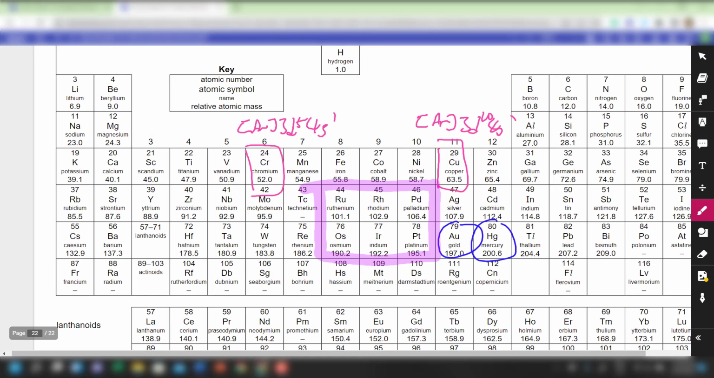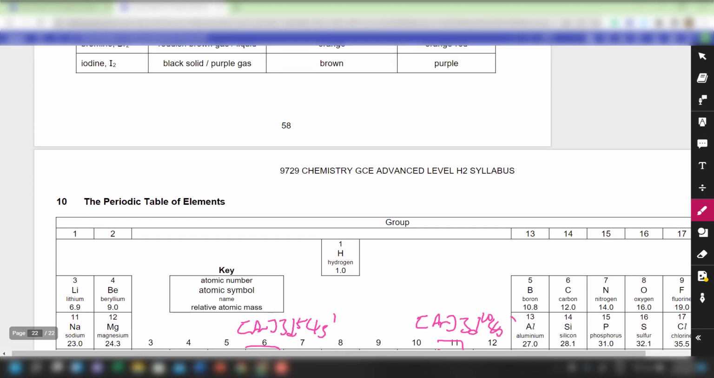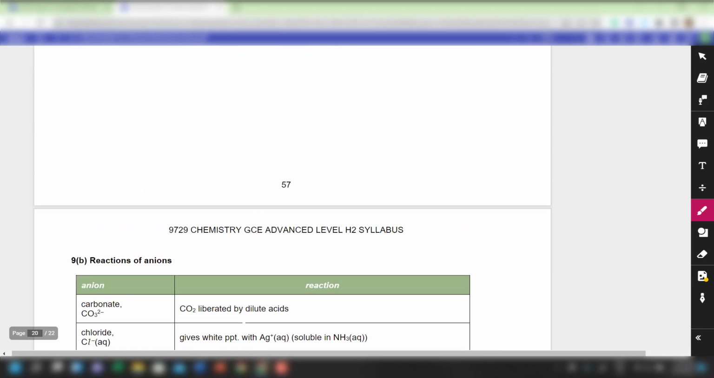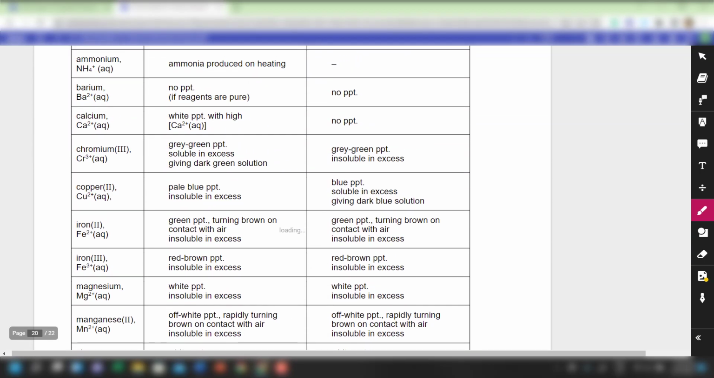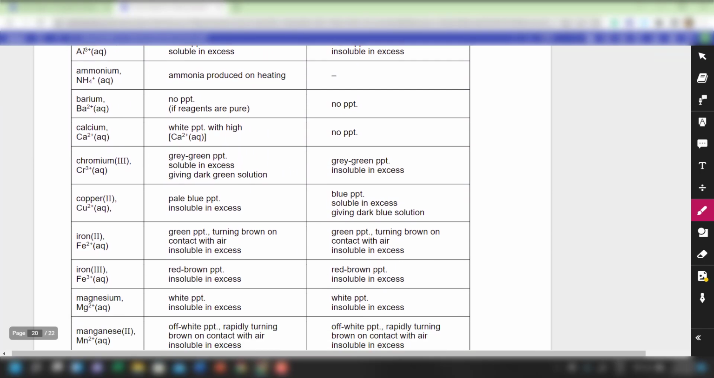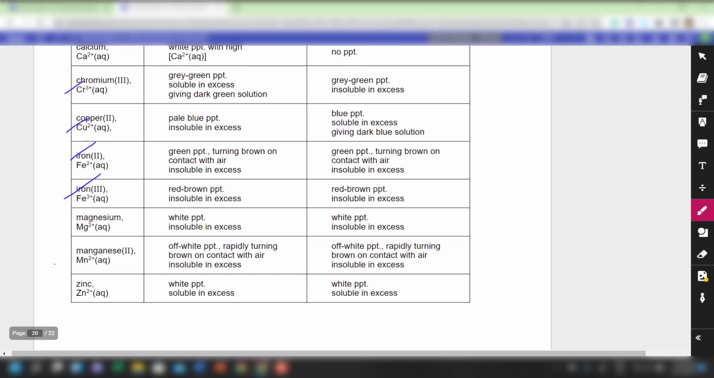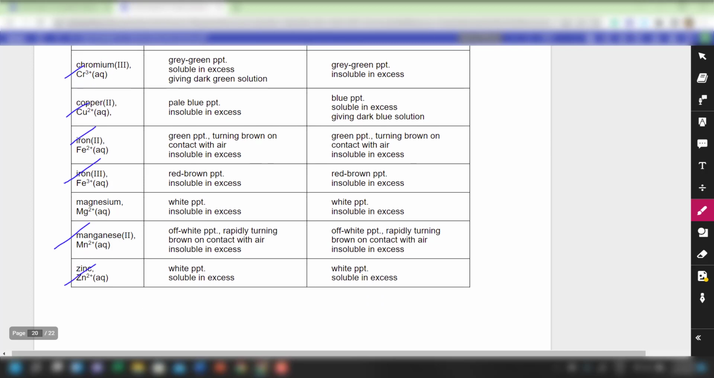Okay, so that means that when you study transition elements, you also cannot run away from understanding a lot of these colors. Okay, so you notice whatever is given here is whatever is likely to be in your syllabus. So that includes chromium, copper, iron 2, iron 3, manganese 2, and these are the few. Okay, zinc, we included it, although strictly speaking it's not a transition element.